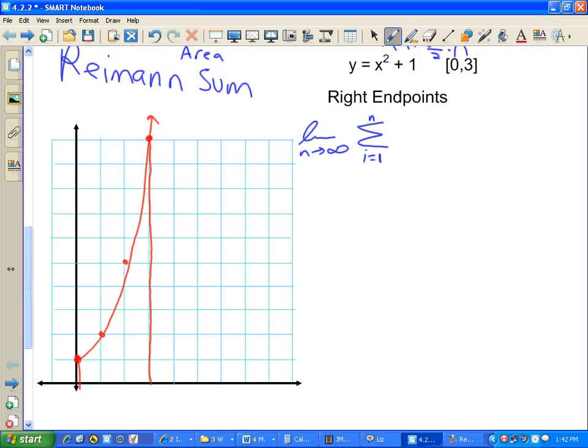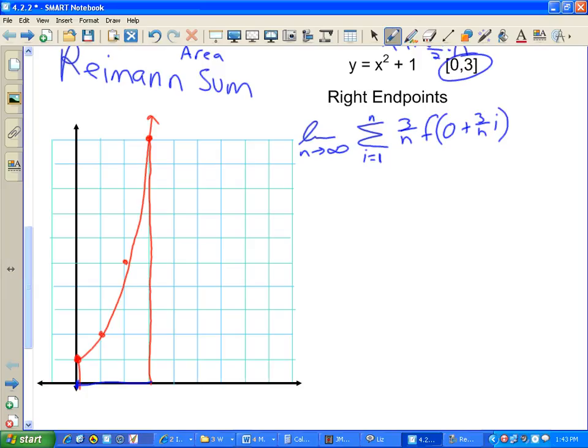Okay, and I want the width. The width of each little rectangle is going to be, I've got a total length down here. This is 3 long. I'm going to take that distance of 3 and divide it into n rectangles. So my width is 3 divided by n. So that's the width. My height is the function evaluated at my start point, which is 0, because that's the first point I want, 0, plus my width times i.